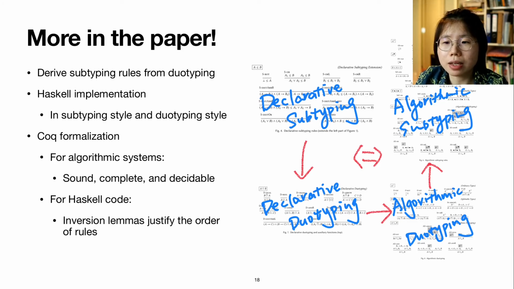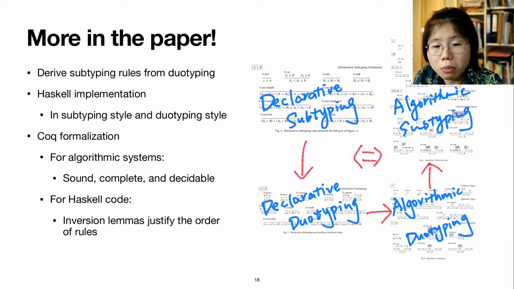We have a Coq formalization that contains all the systems and the proof for our algorithm to be sound and complete to the declarative system, and the decidability of it. For our Haskell code, there are some inversion lemmas in our Coq formalization that justify the order of rules. Note that the order of rules in the Haskell code really matters. For more details, please refer to our paper and the artifact.